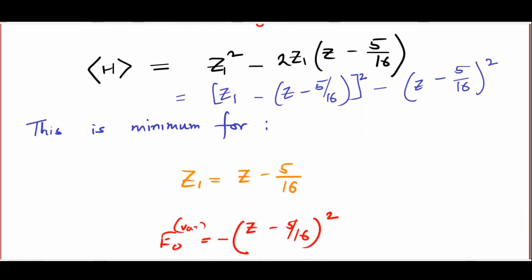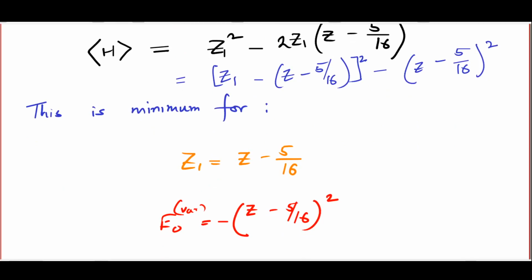So our variational estimate for the ground state energy of the helium atom turns out to be minus Z minus 5 by 16 whole square. This, of course, is in atomic units. One atomic unit is 2 Rydbergs. So double this, you get the ground state energy of the helium atom in Rydberg units.